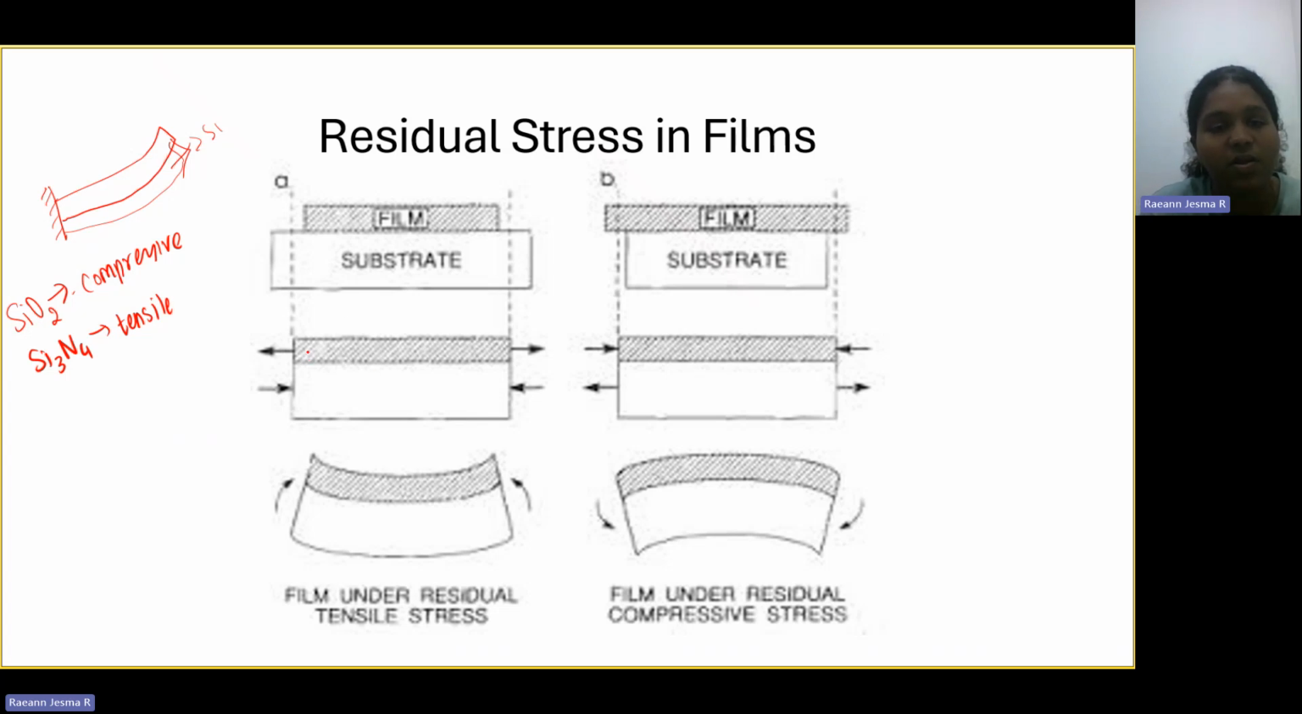By having different stacked materials of silicon dioxide and silicon nitride, we can ensure that the two stresses get cancelled out. So when you release your cantilever structure, you will have a straight cantilever. For this, we have to adjust the thickness of SiO2 and silicon nitride respectively.